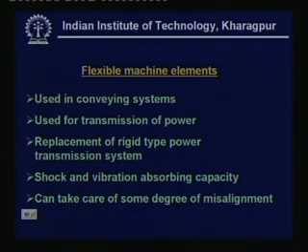If you look at the board, just see that these flexible machine elements are used in conveying systems, used for transmission of power, replacement of rigid type power transmission system. What does this mean? This means, say, a gear drive is also a power transmission system. So, instead of a gear drive, we can also think of this type of belt transmission system.